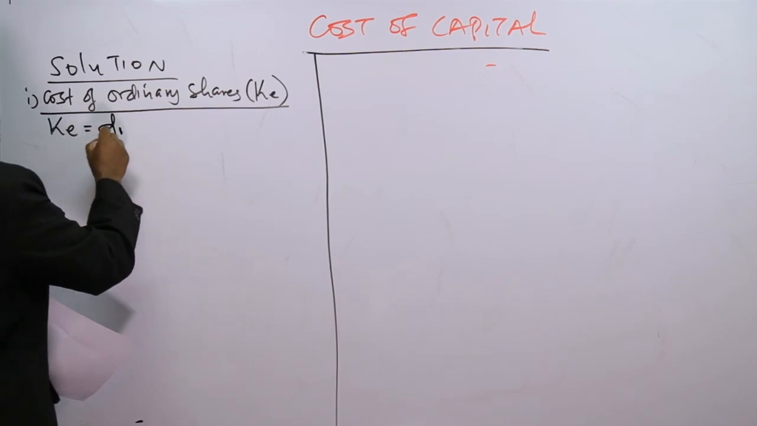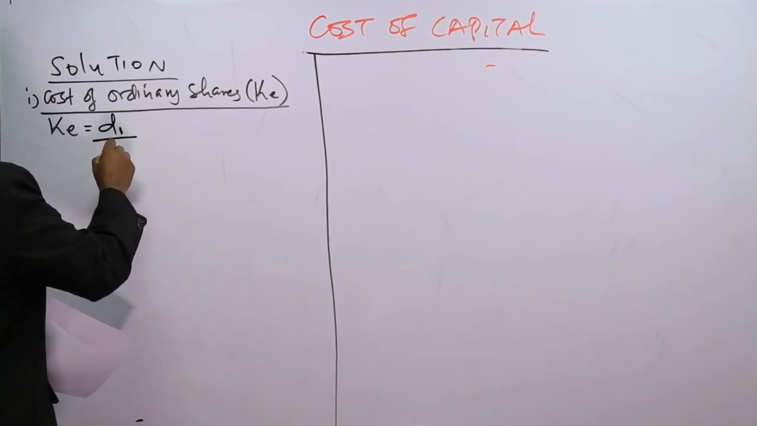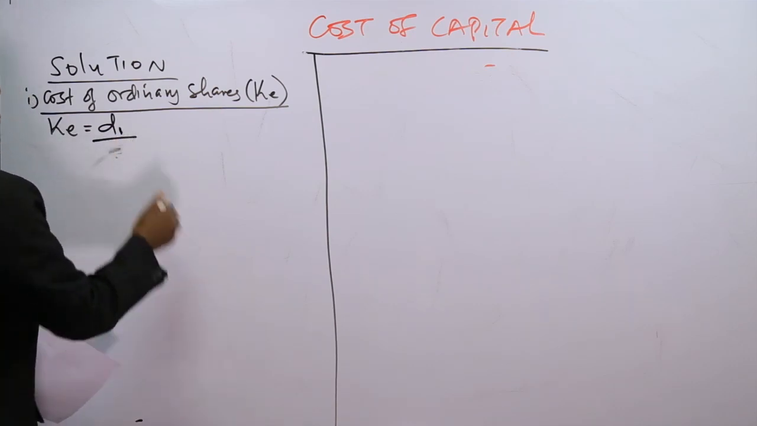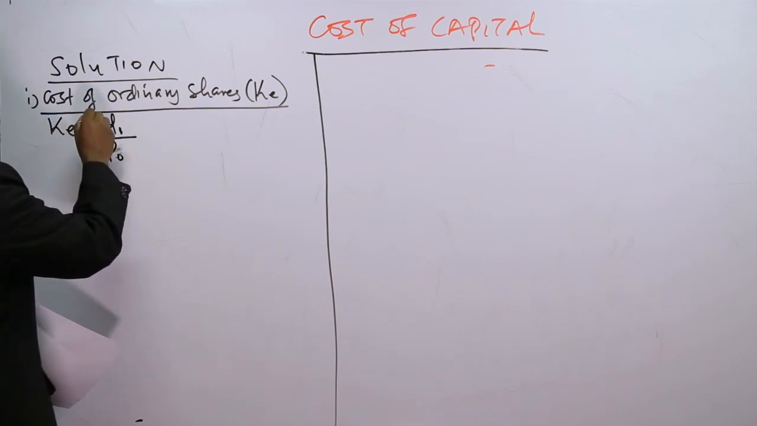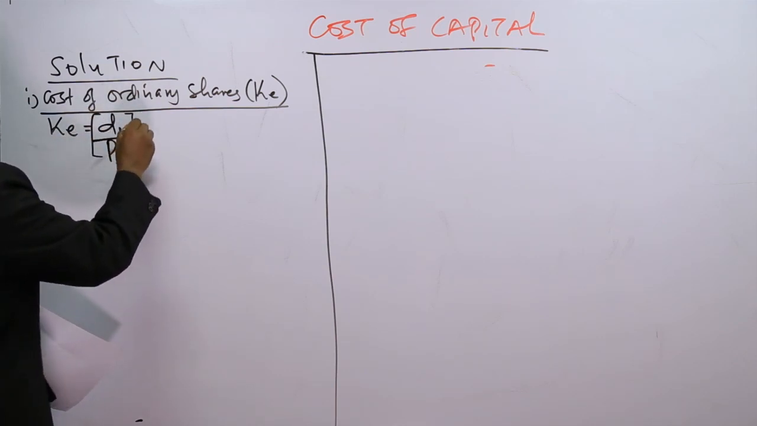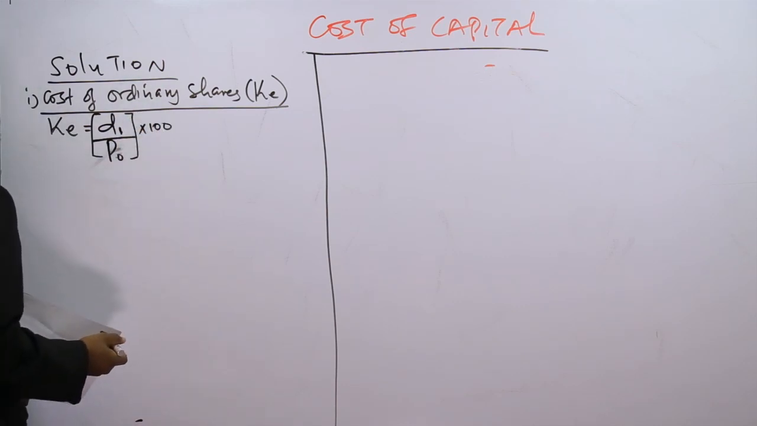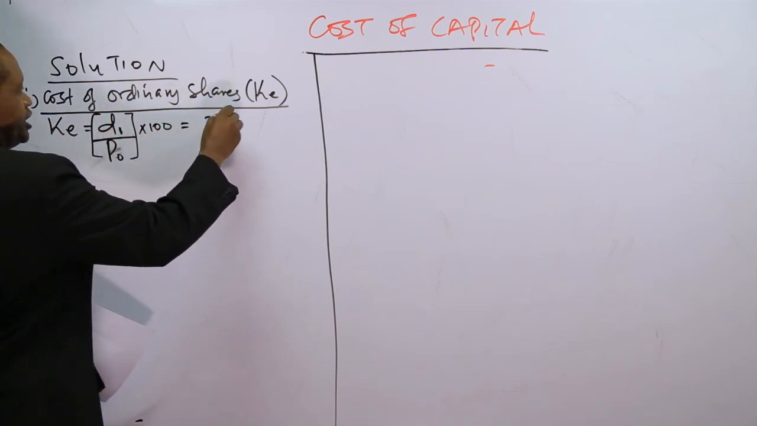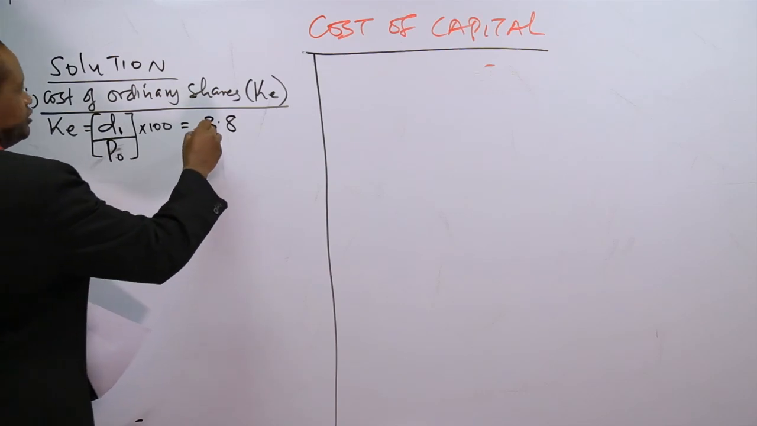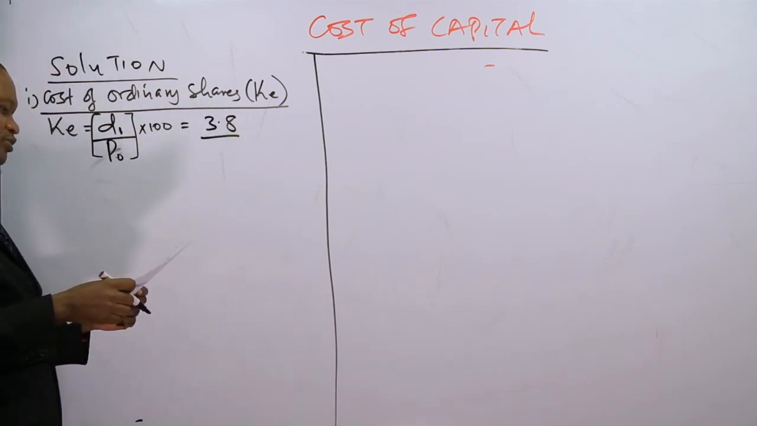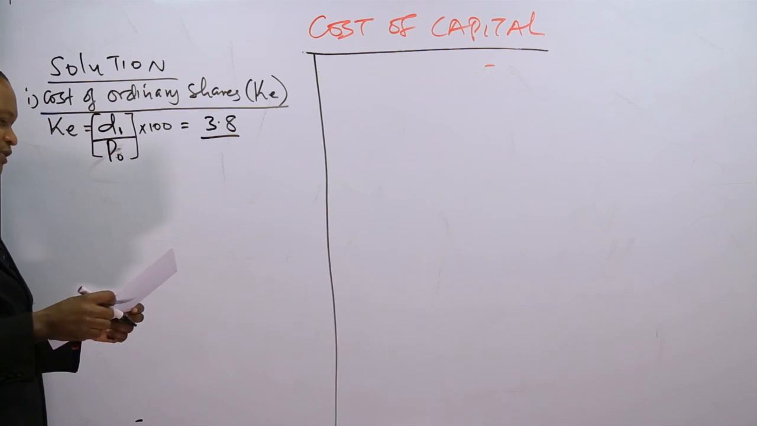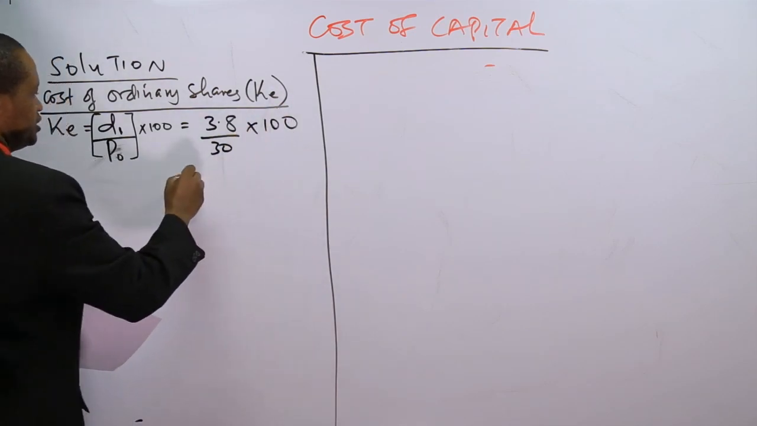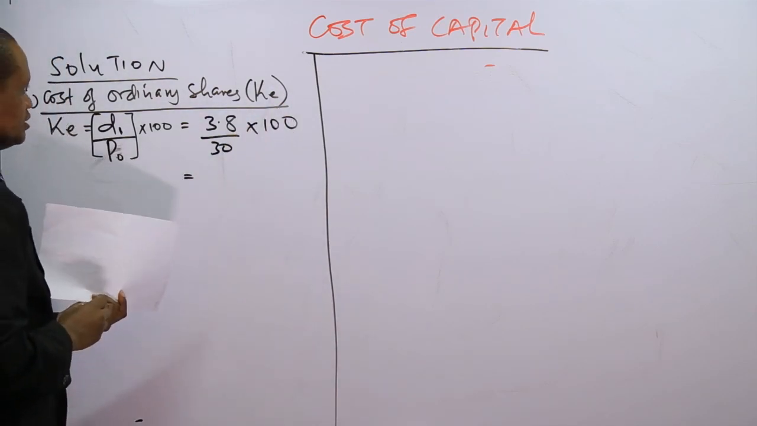D1, expected dividend per share, over the market price per share, P naught. So with that, we multiply by 100 to get the rate, which is our D1 is 3.8 shillings per share, divided by the market price provided in the table under additional information. The market price for ordinary shares is 30 shillings. Then multiply by 100, that will give us the price.